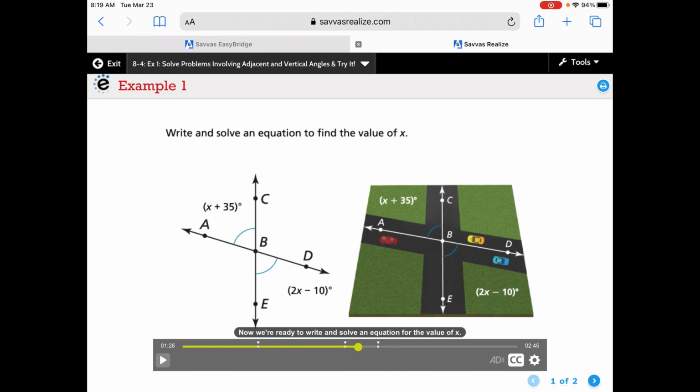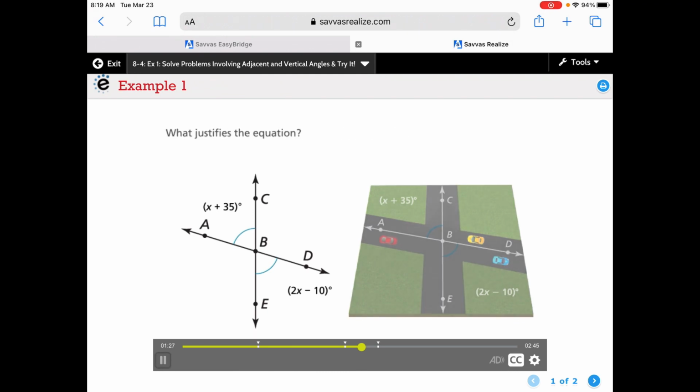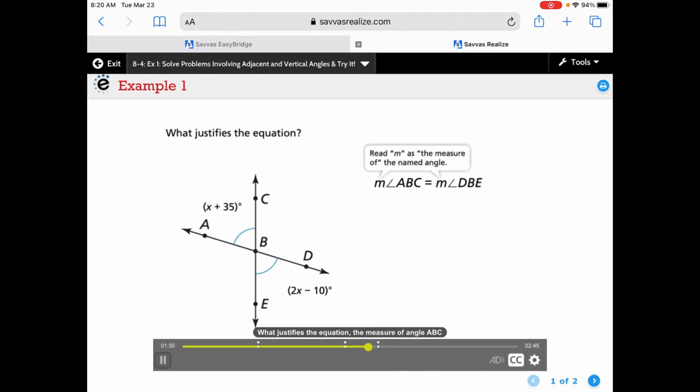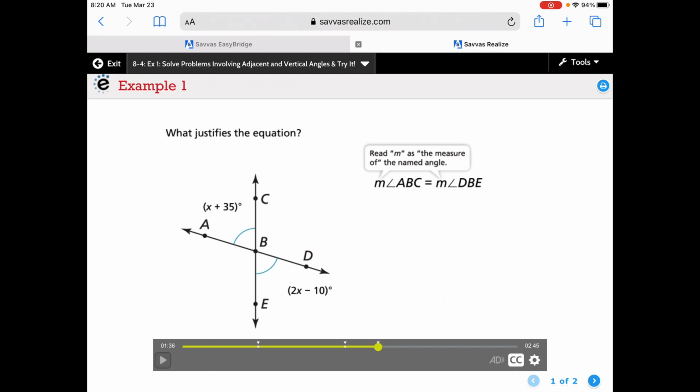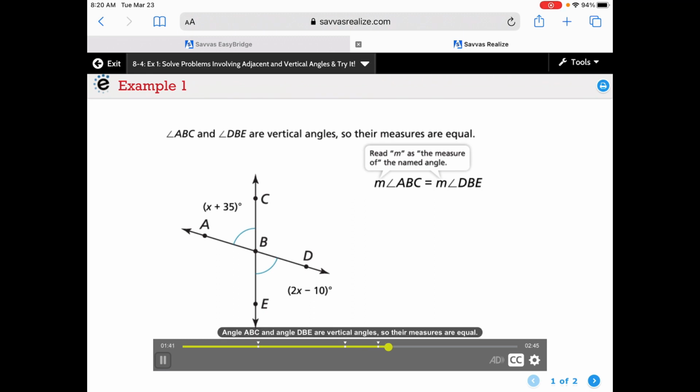Alright, so as we said before, x plus 35 is equal to 2x minus 10. What justifies the equation? The measure of angle ABC equals the measure of angle DBE. Well, it's because they're vertical angles. That's why they're across the way from each other. They're not next to each other. Angle ABC and angle DBE are vertical angles, so their measures are equal. Write the equation x plus 35 equals 2 times x minus 10.